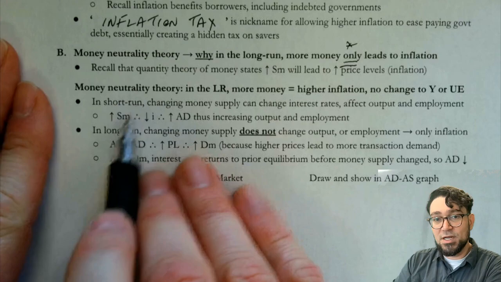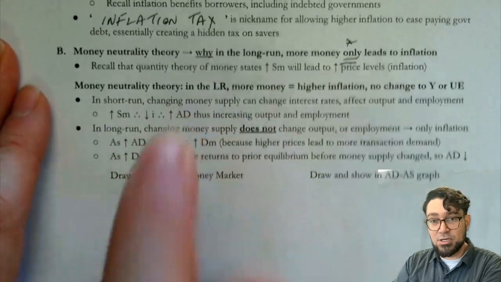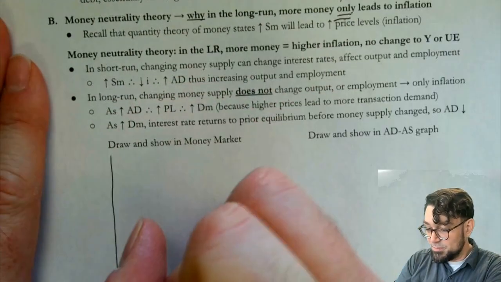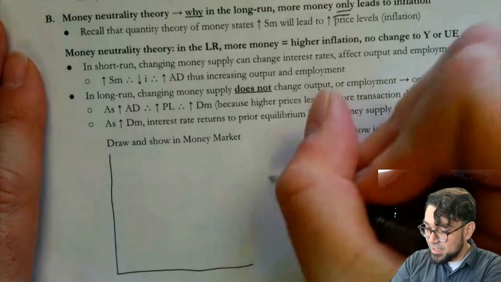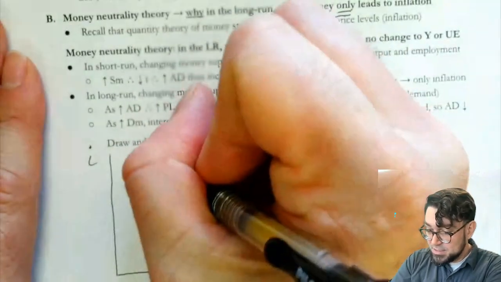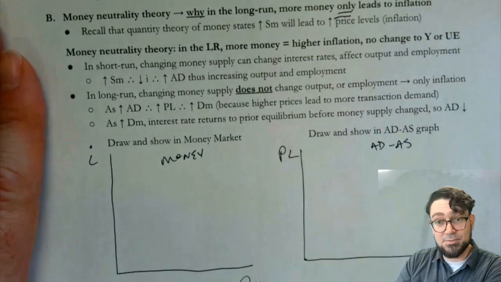Now, in the short run, when we change the money supply, it could change the interest rate, and that would make aggregate demand go up. So we're going to actually start with a money market in an aggregate demand, aggregate supply model. And I want to show you how this whole process happens. So this is our money market. ADAS is also labeled right above it.